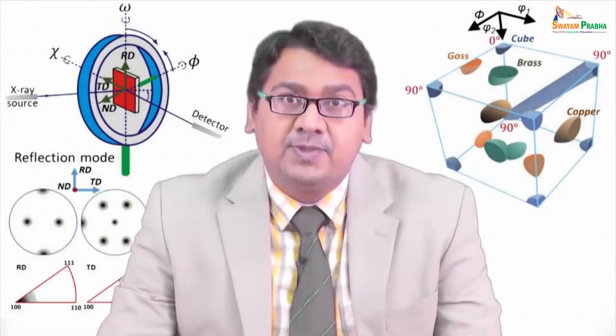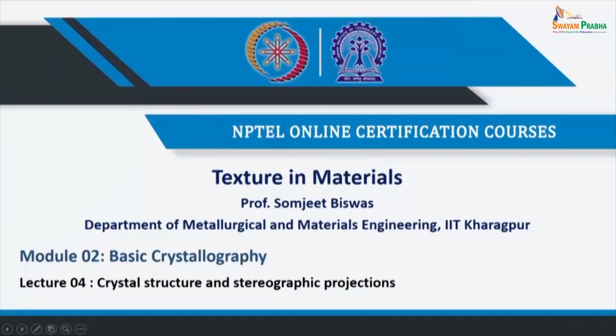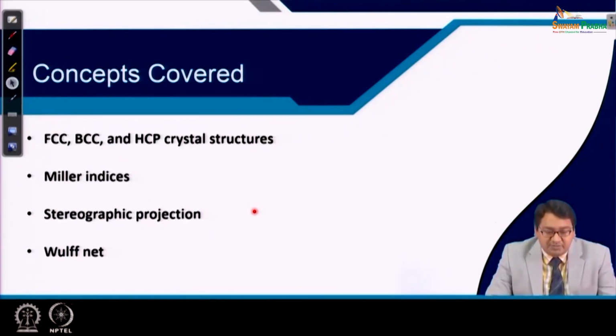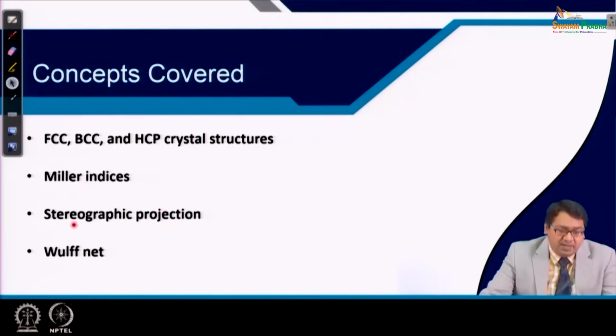Good day everyone, and today is the class of texture in materials, and today we will start module 2, which is basic crystallography. In this lecture we will understand crystal structure and stereographic projections. So, the concepts that will be covered in this lecture are face centered cubic materials, body centered cubic material, hexagonal close packed materials, crystal structure, their Miller indices, stereographic projection and Wolf net.